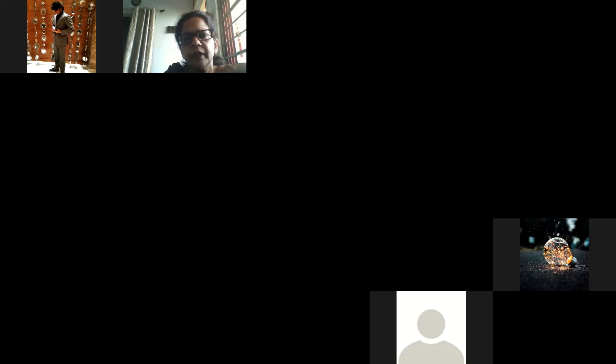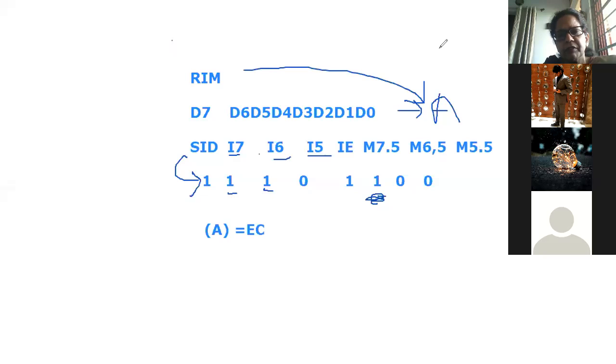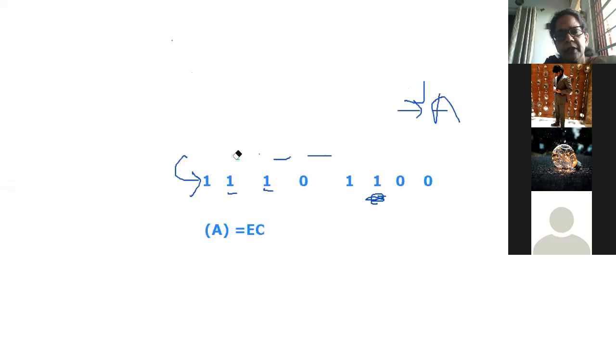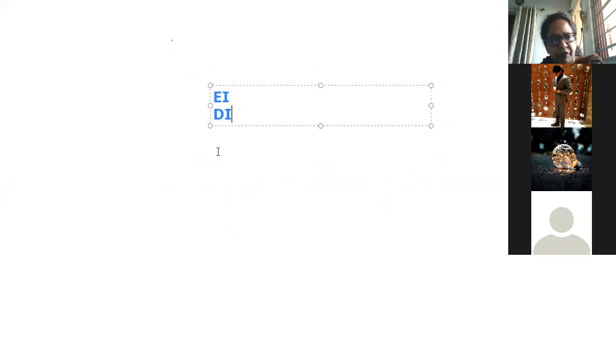One is called the interrupt enable. These instructions are never asked. Enable interrupt and disable interrupt. The IE in the RIM instruction, IE equal to 1, right? So that is through your EI, enable interrupt, and DI, disable interrupt. These are the two instructions. Once the interrupt service routine is executed, you have to disable that particular interrupt by the DI instruction, and enable the interrupt by the EI instruction. These instructions they have never asked.